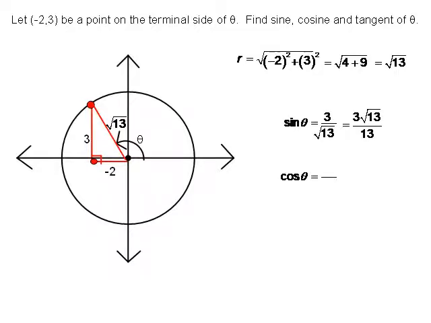Cosine of theta is going to be x over r. X is negative 2, r is root 13, so we get negative 2 square root of 13 over 13 once we rationalize the denominator. Tangent is going to be y over x. Y is 3, x is negative 2. And there you have your 3 trig ratios.